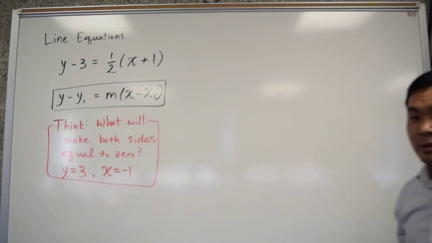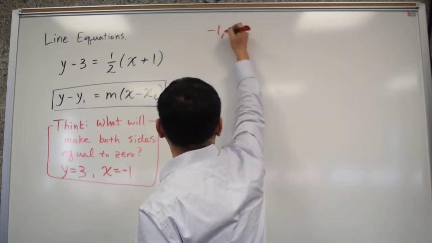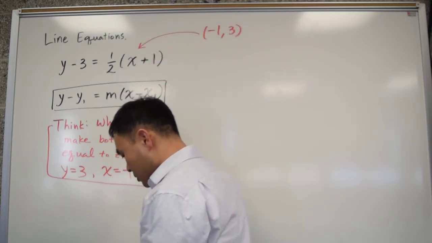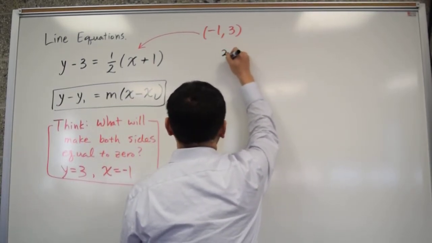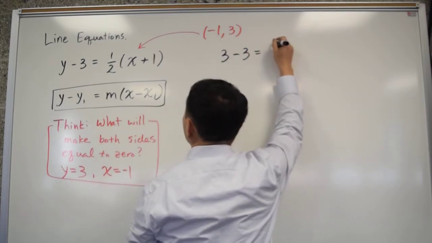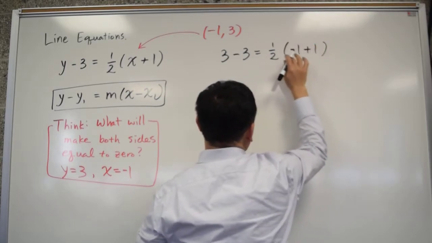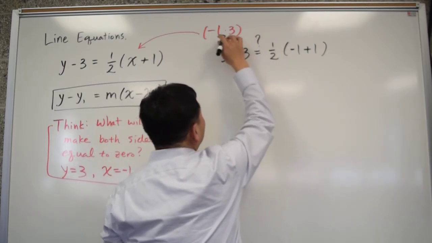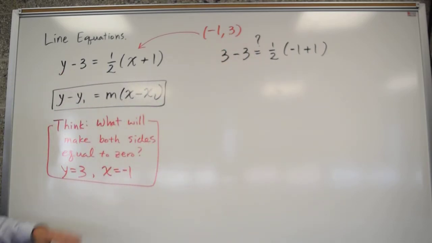So, here is what we understand. If we plug in negative 1 comma 3 into this equation, this is what we get. We get 3 going into y, so 3 minus 3 equals 1/2 times negative 1 plus 1, which is 0. Now, let's ask: does this point, negative 1 comma 3, lie on the graph of this equation?